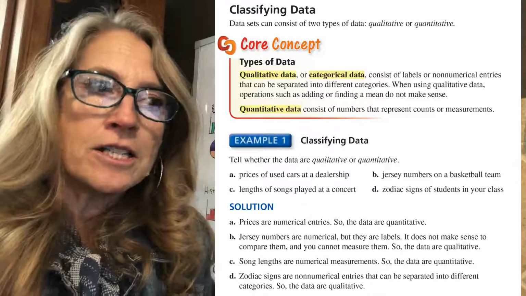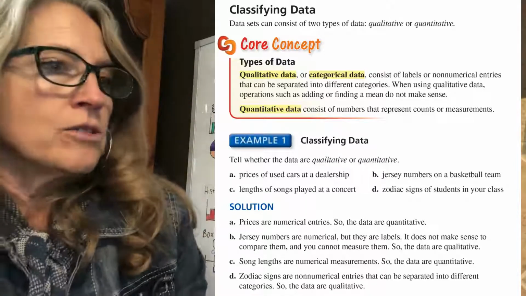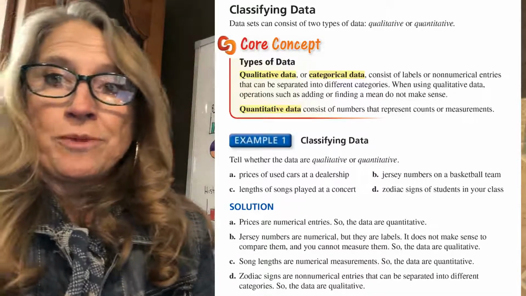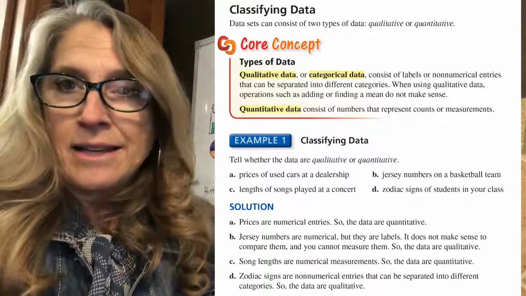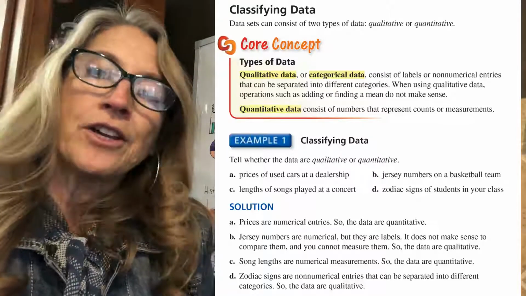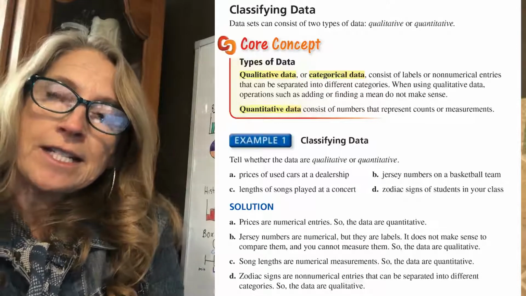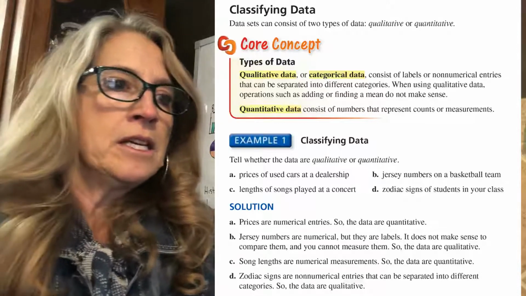C, lengths of songs played at a concert. Song lengths are a numerical measurement, okay? And that data is quantitative. So we can make calculations on that data and draw inferences and frequencies from that.